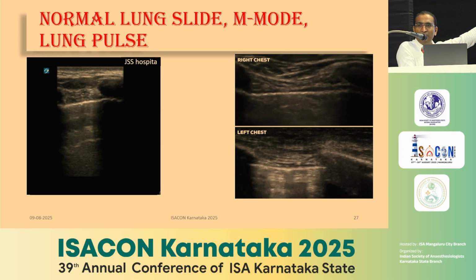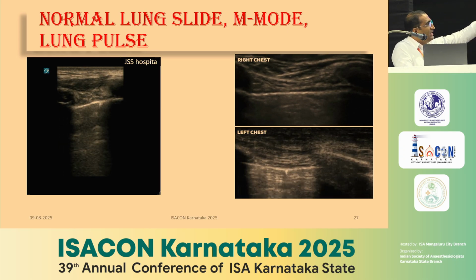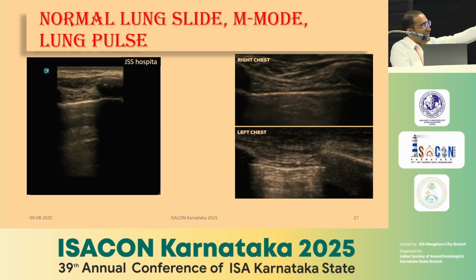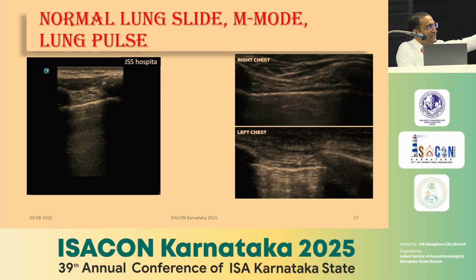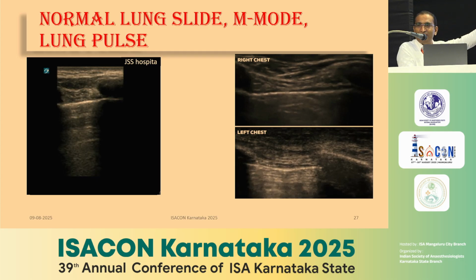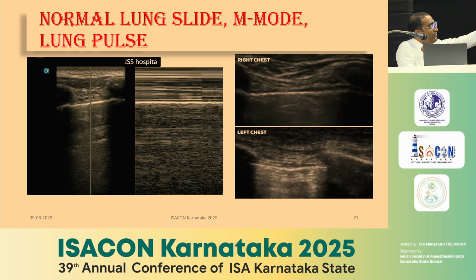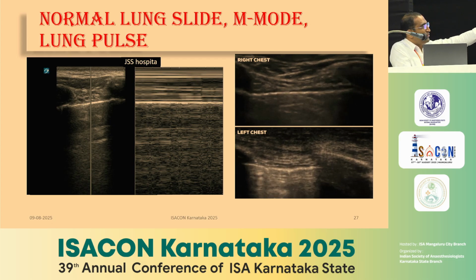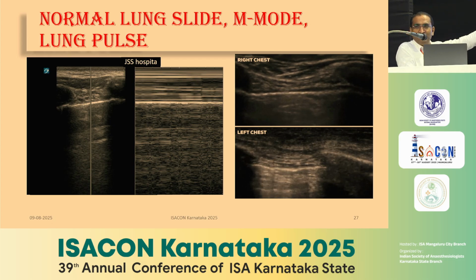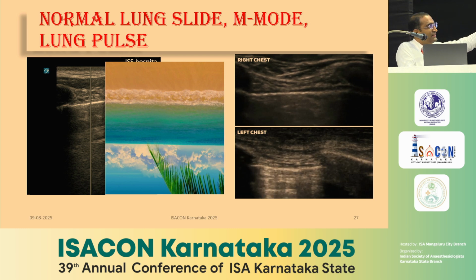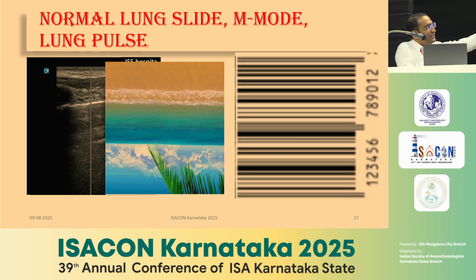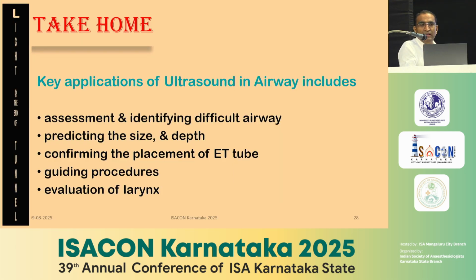That is the shimmering movement where the parietal and visceral pleura are rubbing against each other in this picture. The same patient, I deliberately put the tube into the left chest. You can see the movement in the left chest, but there is no movement in the right chest. When I put on M mode, the motion mode appearance, this is what we get. This is nothing but the seashore appearance, which means there is normal lung sliding. On the other side, there is no lung sliding, the barcode appearance. It also helps in diagnosing pneumothorax in a similar way.